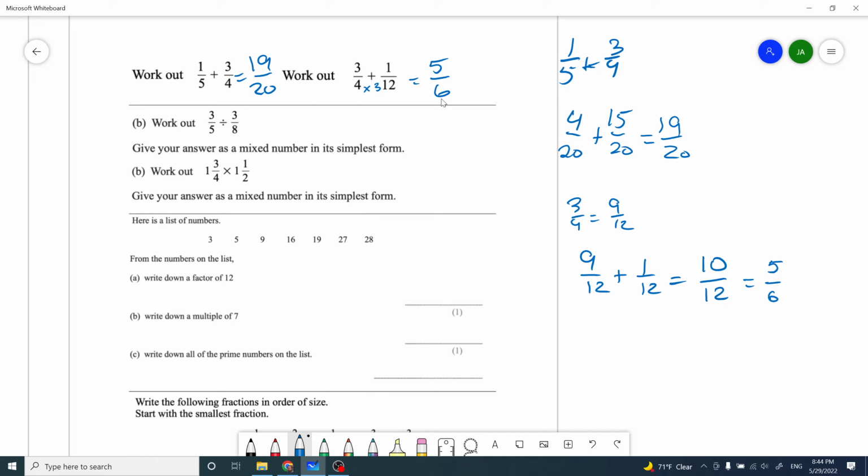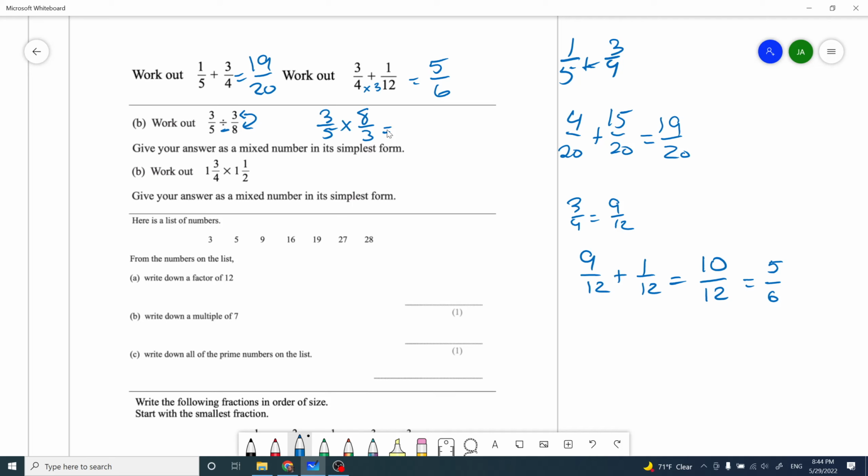Okay, we need to work out 3/5 divided by 3/8. Remember, if I have division, this is going to be the same as if I multiply, but I take the second fraction and turn it upside down. I take something called the reciprocal. So I will take 3/5, but instead of divided by 3/8, I'm going to take times, and I'm going to flip it upside down. Times 8 over 3.